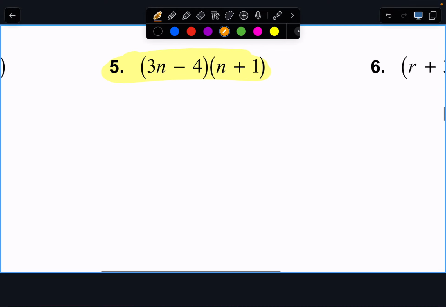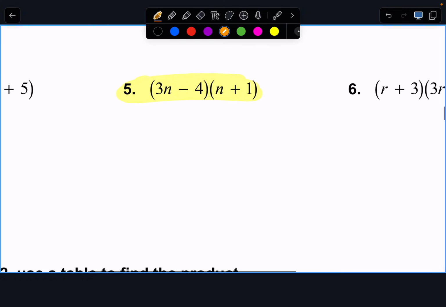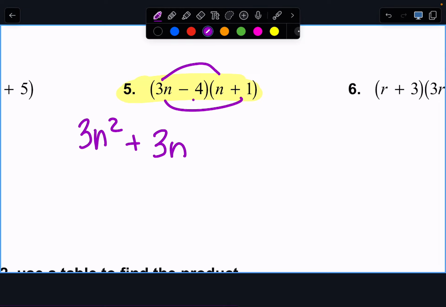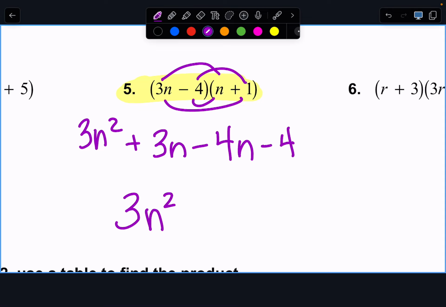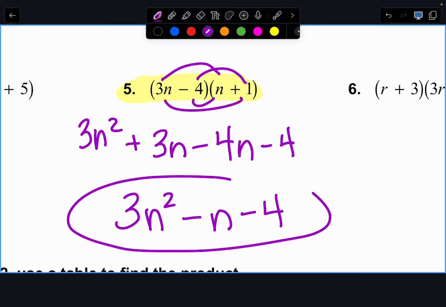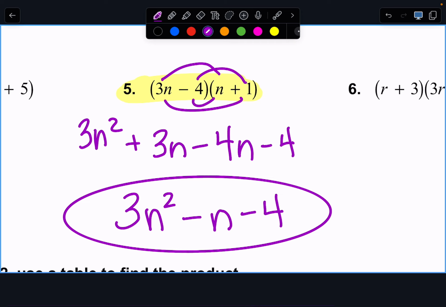Number 5 is a little bit different. Why? Because we have a coefficient. When we do our first, we get 3n squared. Our outside plus 3n. Our inside minus 4n. And our last minus 4. So 3n squared minus n minus 4 should be the answer you have.